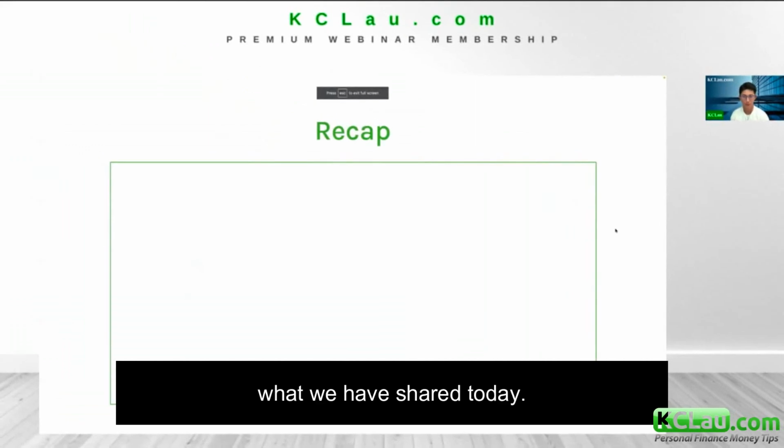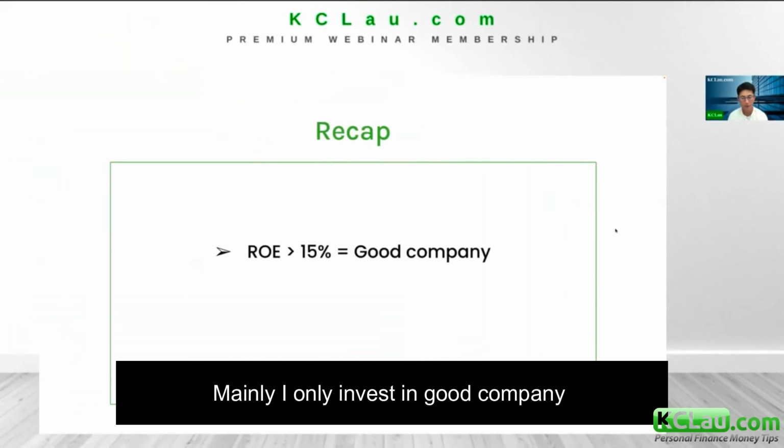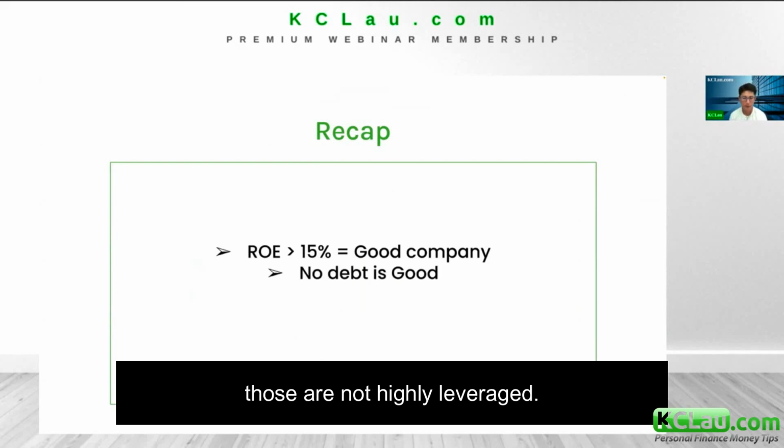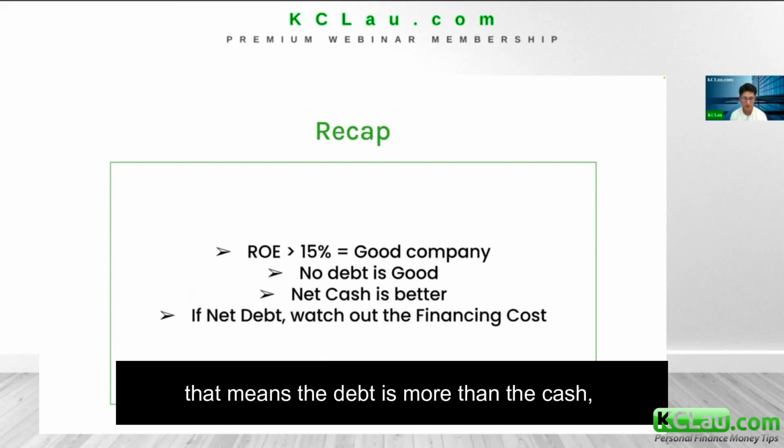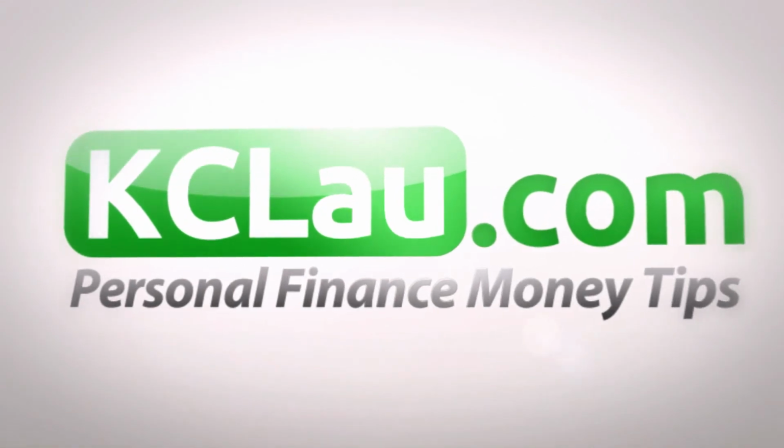Just to recap what we have shared today, mainly I only invest in good companies that have very high ROE, at least 15% and above. And then I try to look for those who are not highly leveraged. No debt is good. Net cash is even better. And if net debt, that means that debt is more than their cash, then I want to watch out for the financing costs in relation to the money they pay.